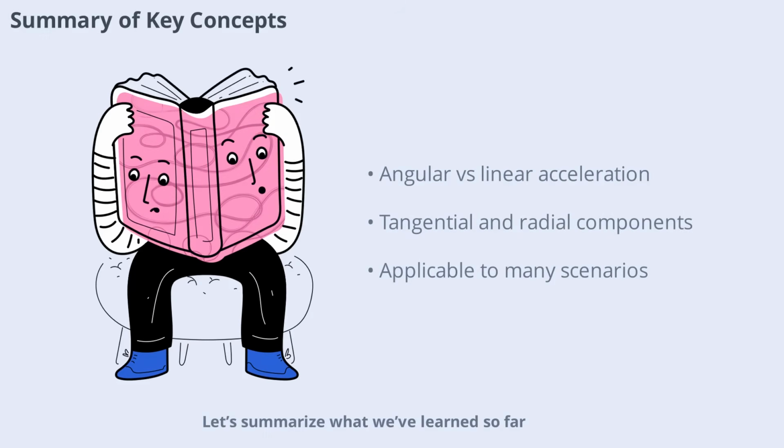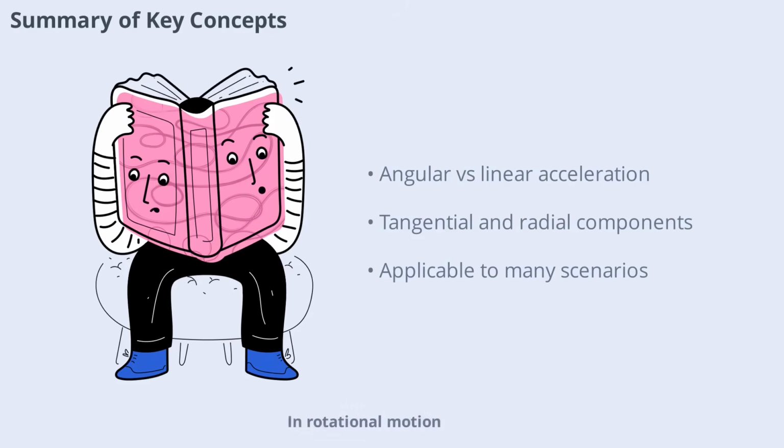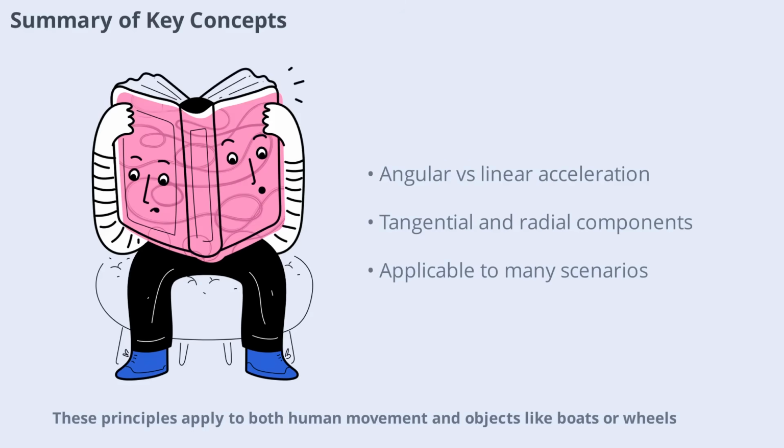Let's summarize what we've learned so far. Angular acceleration describes how quickly something rotates, while linear acceleration describes how quickly it moves in a straight line. In rotational motion, linear acceleration can be split into tangential and radial components. These principles apply to both human movement and objects like boats or wheels. By understanding these relationships, we can better analyze and predict motion in a variety of settings.